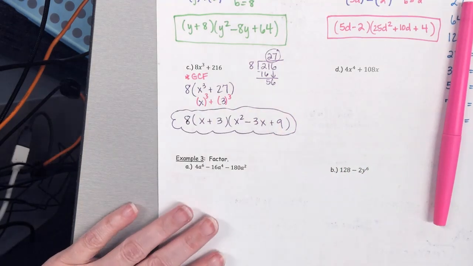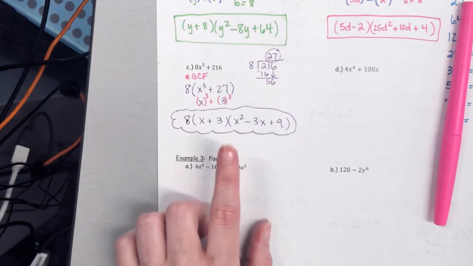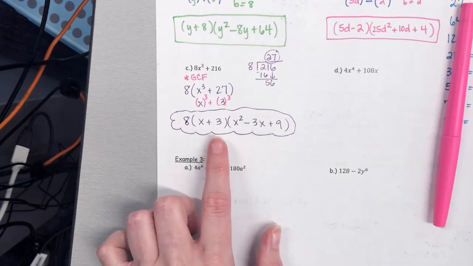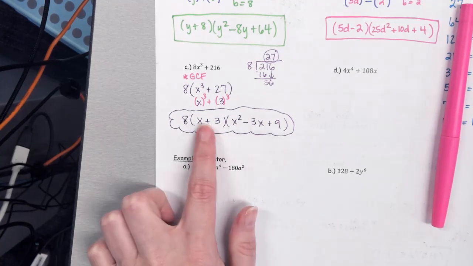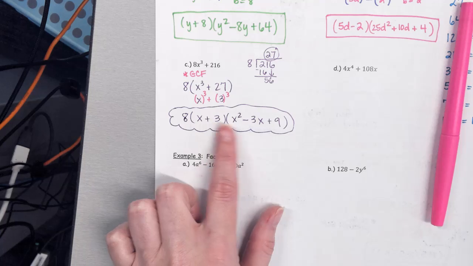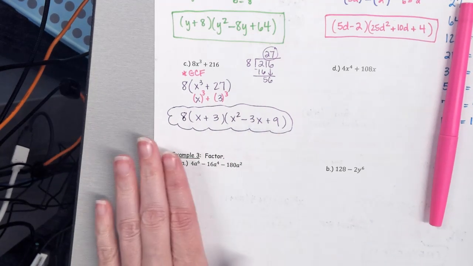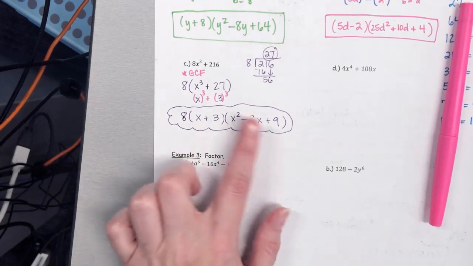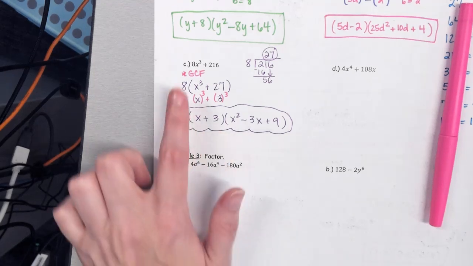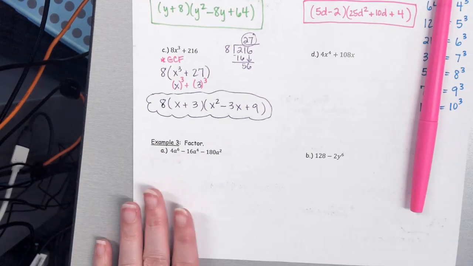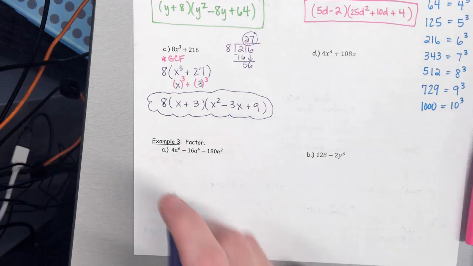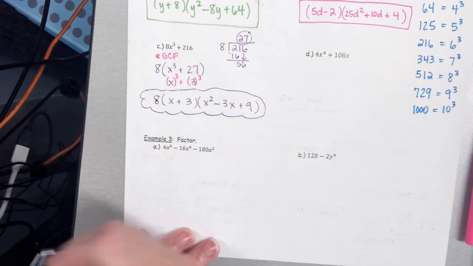Okay, and then if you guys wanted to check, you can multiply this back. When you distribute the x and you distribute the 3, and then you have that polynomial, you multiply the 8 back, and you should get the same thing there. All right, so you can always multiply and find that.